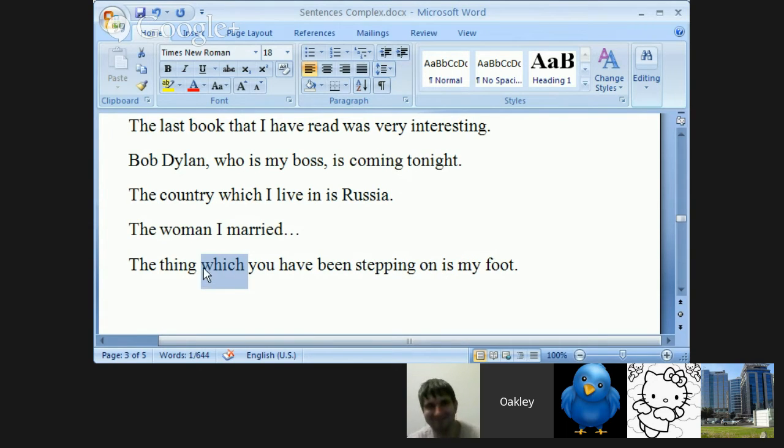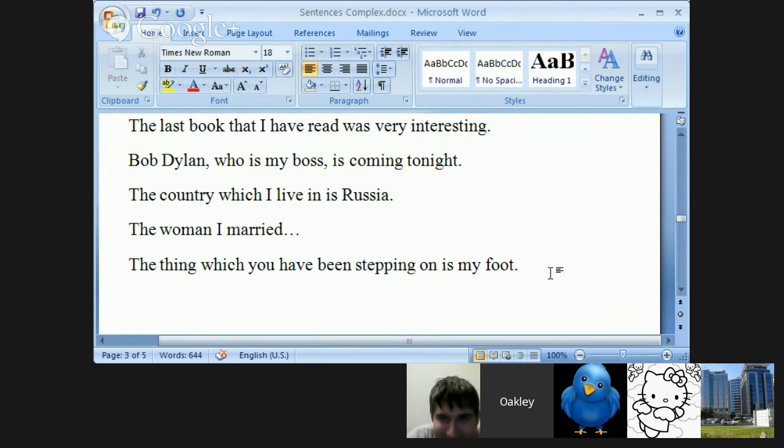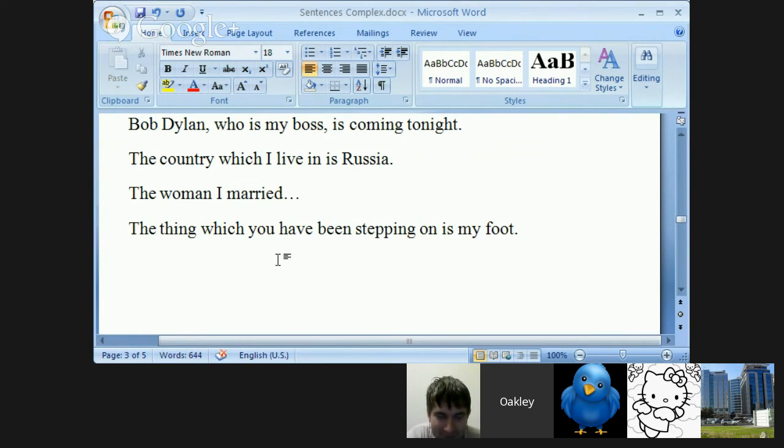Well, okay, and there clearly is our dependent clause. All right. Sometimes, I don't know, this one's difficult. Is this an essential or a non-essential dependent clause? The thing is my foot. I guess it's essential. The thing is my foot is fairly vague. Okay. I guess it's essential, really. Okay. Good. All right. That was a good one.